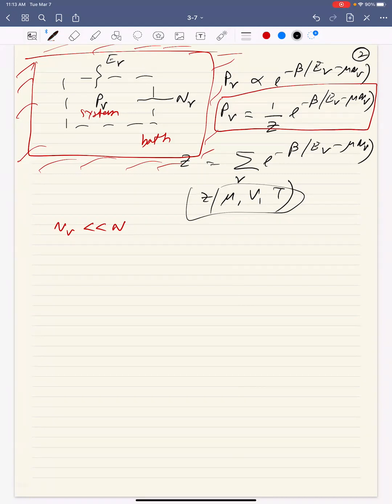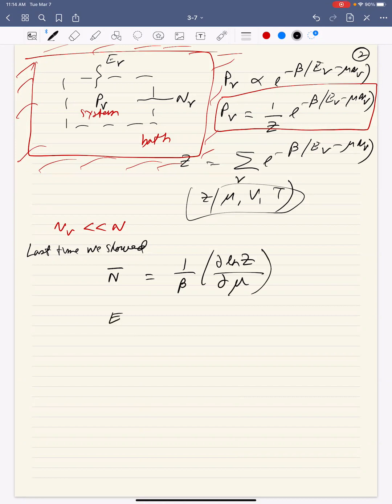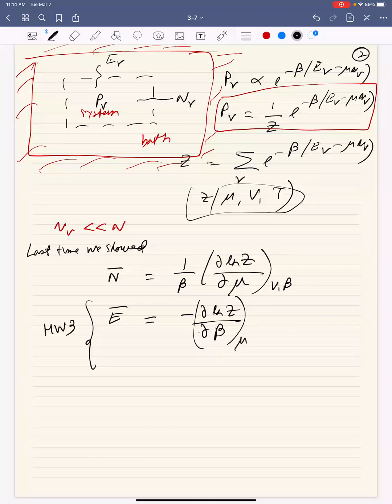Last time we showed that N bar. So since we are imposing a constant chemical potential mu, N can fluctuate, right? And we derived the value of average N, and that turned out to be 1 over beta partial ln Z by partial mu. In your next homework, which won't be out until sometime next week, and you'll have enough time to do it, homework 3, you will show that the average value of the energy is minus partial, and here we have to keep constant V and beta, or V and T, and you will show that the average value of the energy is this same derivative of the log of Z at constant mu and V.